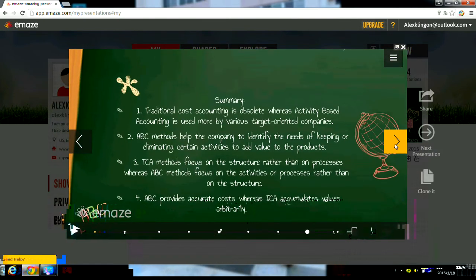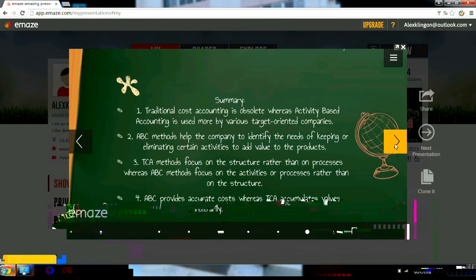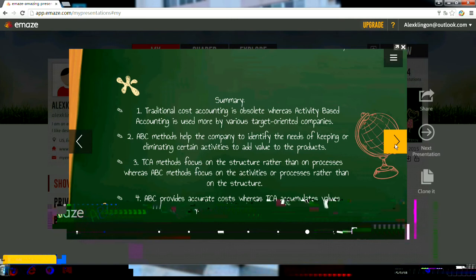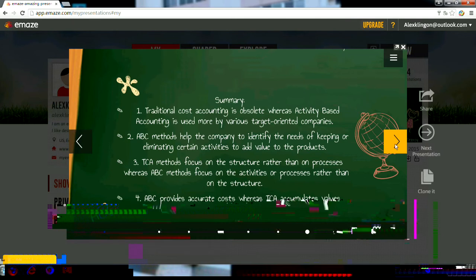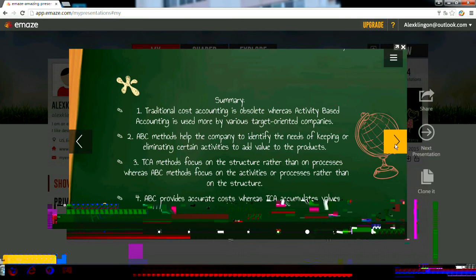So, the three things that we should know are, first, in traditional cost accounting, it is assumed that cost objects consume resources, whereas in ABC it is assumed that cost objects consume activities. The second is that traditional cost accounting mostly utilizes volume-related allocation bases, while ABC uses drivers at various levels. The last thing is that traditional cost accounting is structure-oriented, whereas ABC is process-oriented.